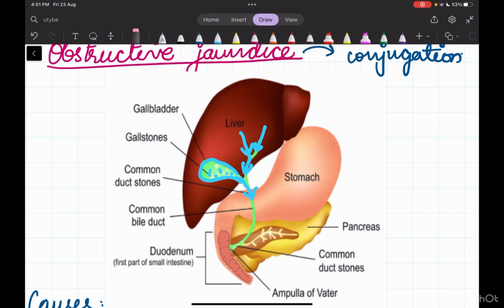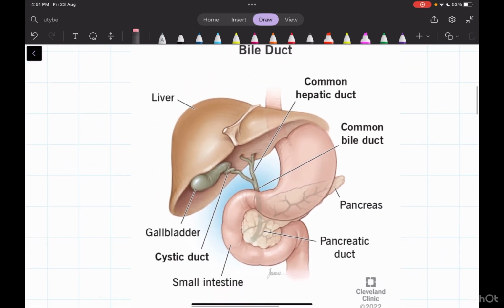Okay, so now what is happening in obstructive jaundice? There will be some problem somewhere in this whole passage, because of which the whole travel that the bile salts and bile pigment have to do will get halted. Okay, and they will lead to accumulation. They will get accumulated here, and they will not be able to go down. So now here is another figure.